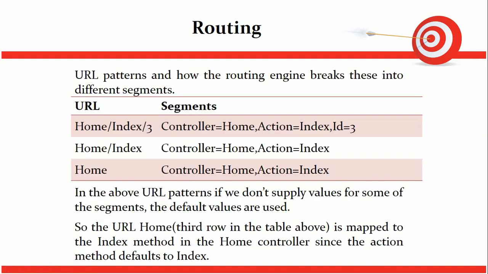Just look at this, guys. This is what I said, 3 things. Home / index / 3. In that one, controller is home, action in the controller is index, and ID, if at all it is there, is 3. Second one, controller is home, action is index. Third one, you see, I put the same answer. The reason is, if you don't call anything specifically, by default, the index action only will be called. Please remember that.